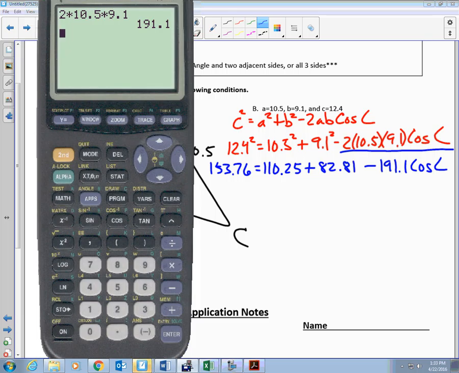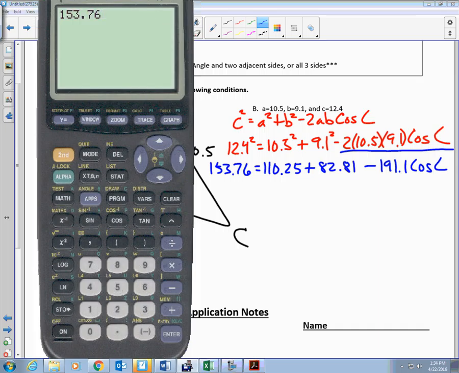What do you think I do with the 110.25? Subtract it. What do you think I do with the 82.81? Subtract it. What do you think I do with the negative 191.1? Divide it. What is it doing to the cosine of C? It's multiplying, so I'm going to have to divide it off. You see that? A lot of people will just go 110 plus 82 minus 191. You can't do that. Subtract this over, divide that off. See the difference? Okay, let's do it.